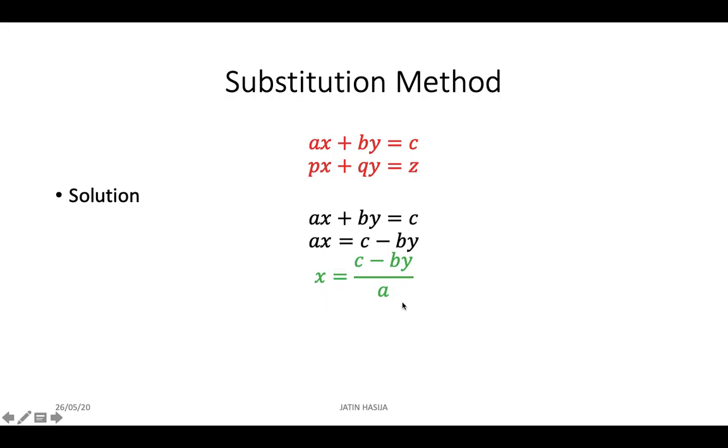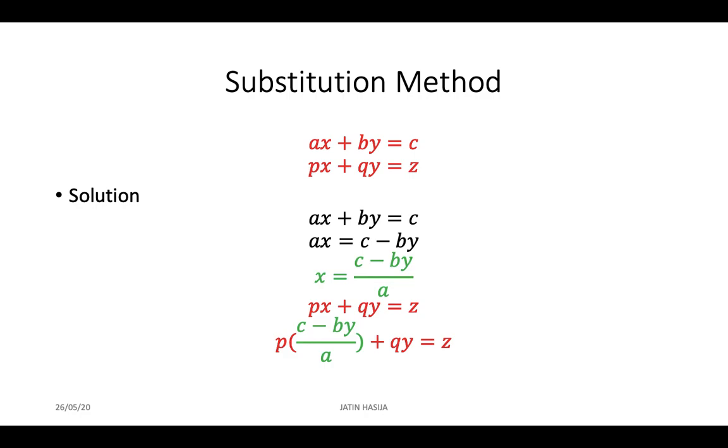This is the value of x which I have found through the first equation. My next step is to substitute this value of x into the other equation. Let us say the second equation is px plus qy is z. Substituting the value of x, every part of the equation will remain the same, only in place of x I am going to write this value. So p into c minus by upon a, plus qy is equal to z. From this, we can say that we have only y as a variable, and the rest are numbers. It becomes very easy to find the value of y.